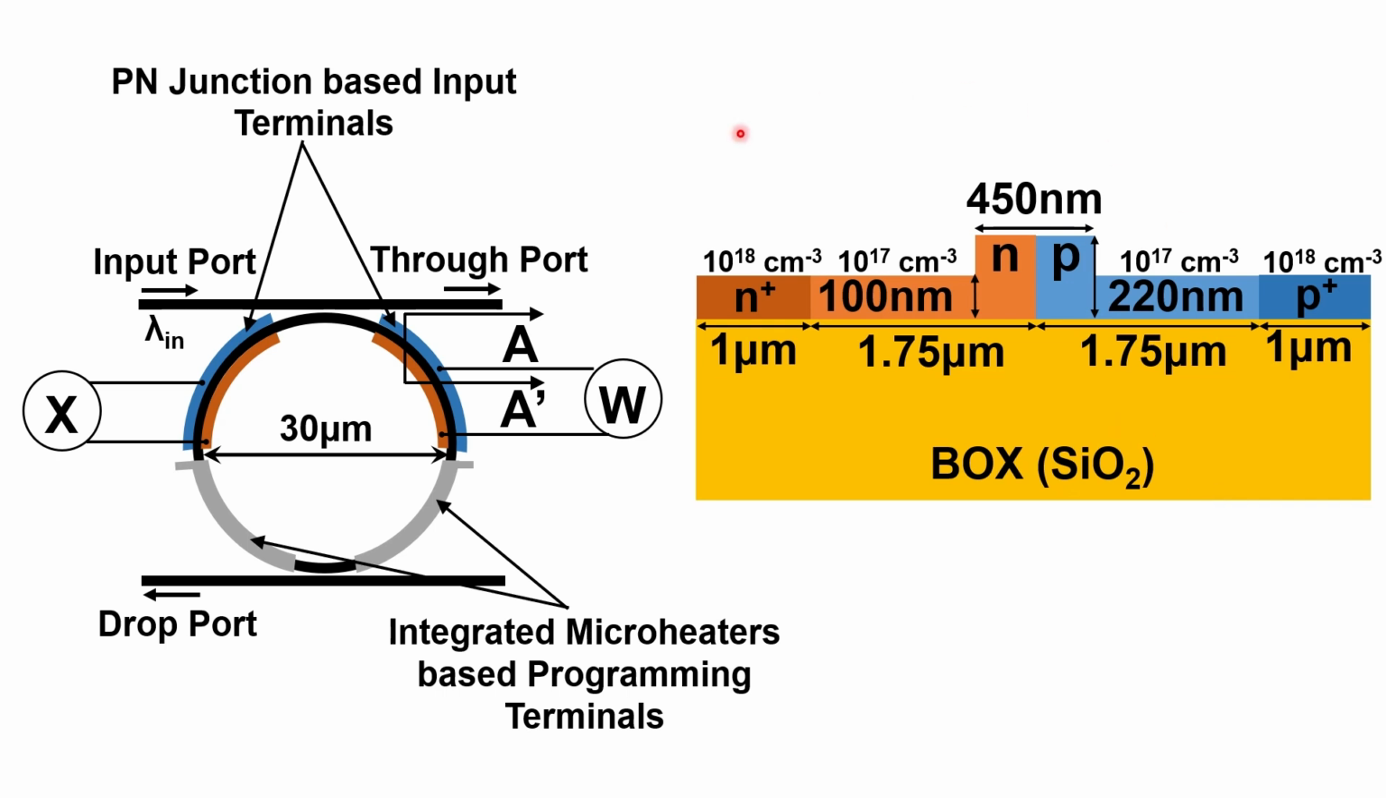These PN junction based sections of this device work as input terminals where the input logic signals are applied. Now, on the other hand, the microheaters integrated sections of this device work as programming terminals that are used to program this device to perform specific logic and complementary logic functions.